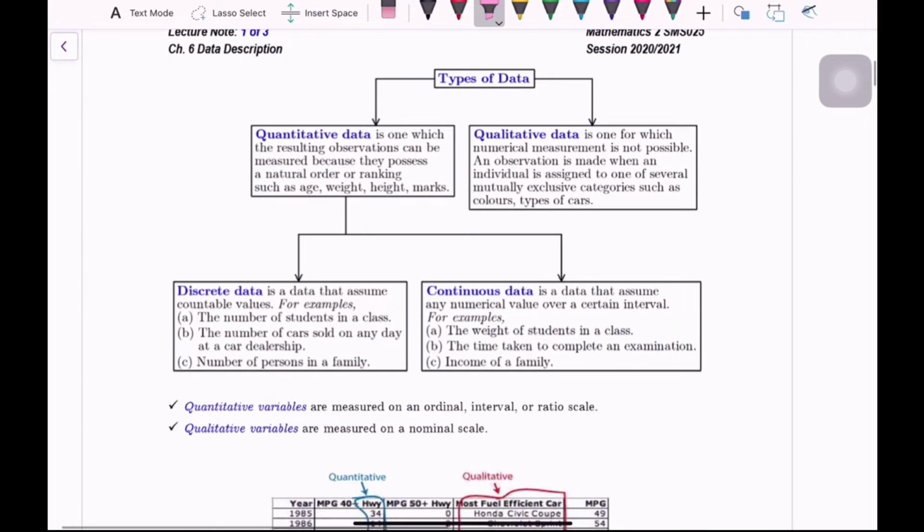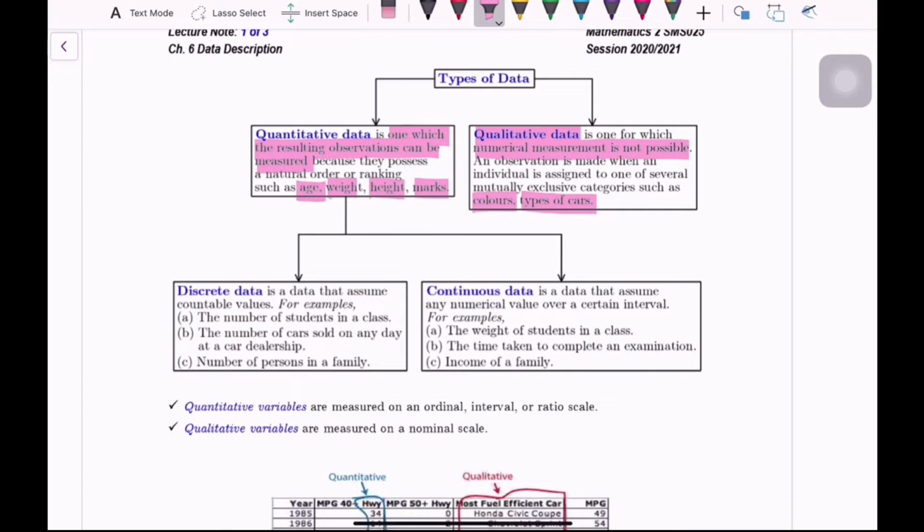Two types of the data. Quantitative data is the one which the resulting observation can be measured. Example, age, weight, height, and marks. For qualitative data, is the one for which numerical measurement is not possible. Example, colors and types of cars.